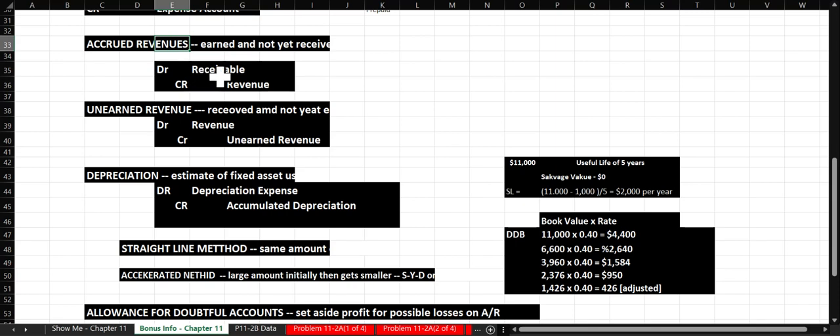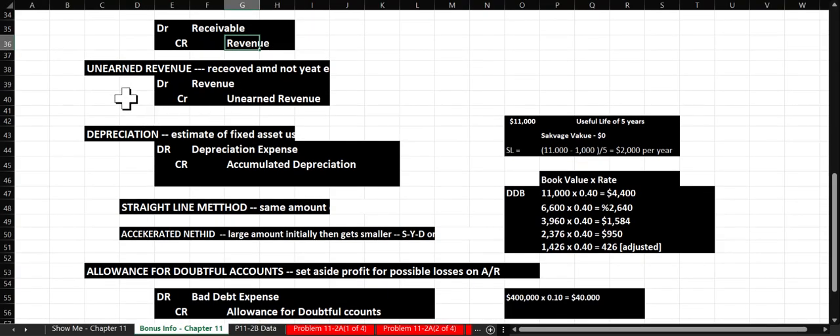Since I earned that in March, I would need to record a debit to a receivable, so a YouTube receivable, and I would credit revenue. Again, I'm not sending a bill with this entry necessarily to YouTube, but I'm saying I earned that revenue in this period, and so it needs to be captured in that period.